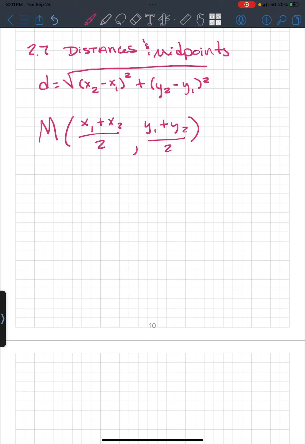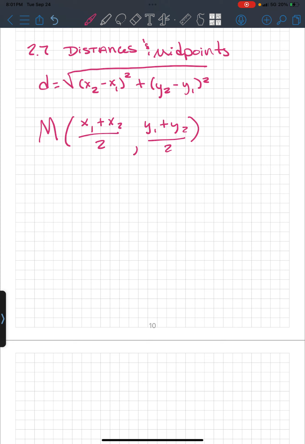In 2.7 on page 92, we're talking about distances and midpoints. These are the two formulas that you need to know. Midpoint is a capital M, unlike slope, which is a lowercase m. So we're going to talk about distance first.